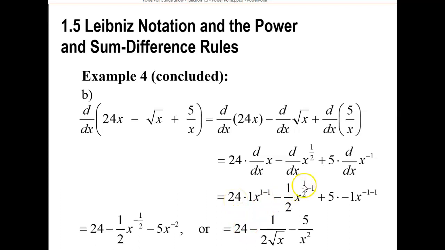24. 1/2 minus 1 is -1/2, so we get 1/2 x to the -1/2, but again, that means the x moves to the bottom as a positive 1/2, and the 1/2 power gets rewritten as a square root. And then here, these multiply together and give you -5. And then -1 minus 1 is -2. So we end up with the -5, but then we can bring the x down to the bottom and make that power a +2.